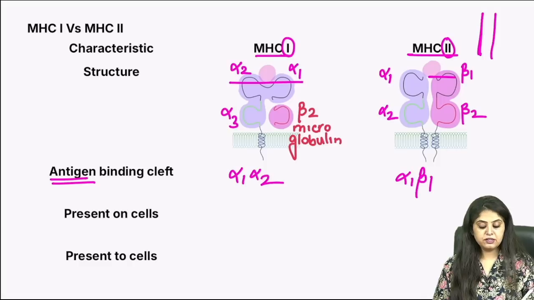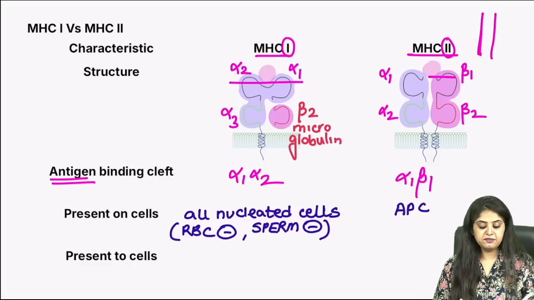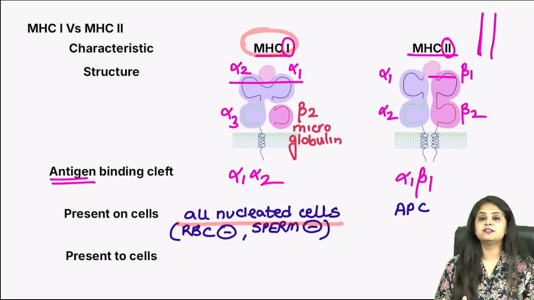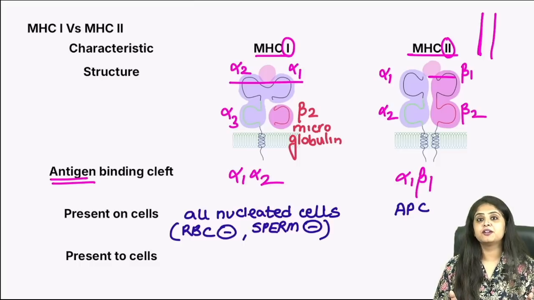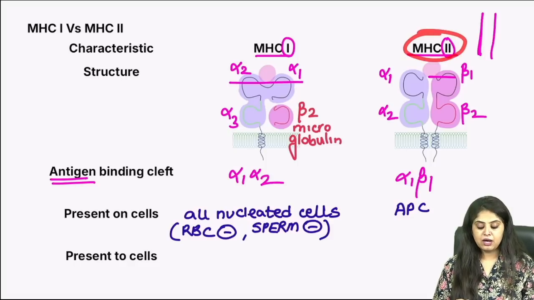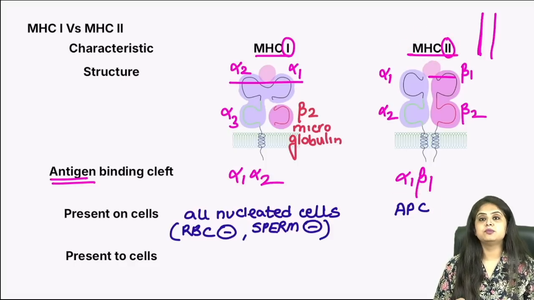The next question is that where are MHC1 and 2 present? Which kind of cells are they present on? So MHC1 is present on all the nucleated cells of your body. Every nucleated cell will have MHC1, but RBC does not have a nucleus, so RBC does not have MHC1 obviously. Even the sperms do not have MHC1, whereas MHC2 are particularly present on the antigen presenting cells.